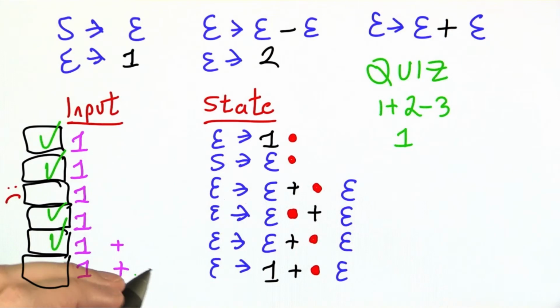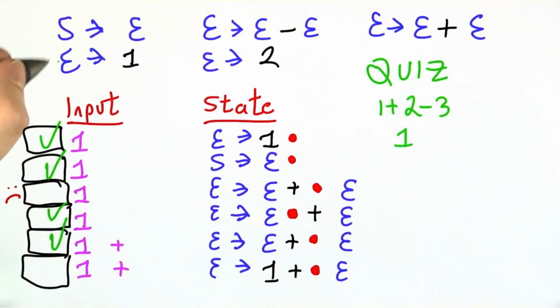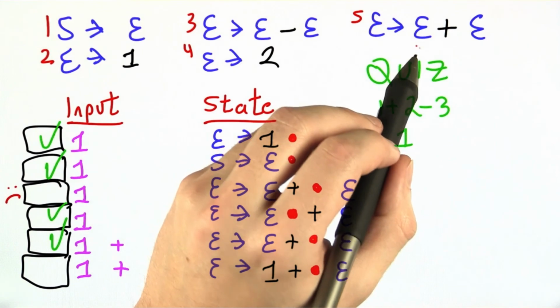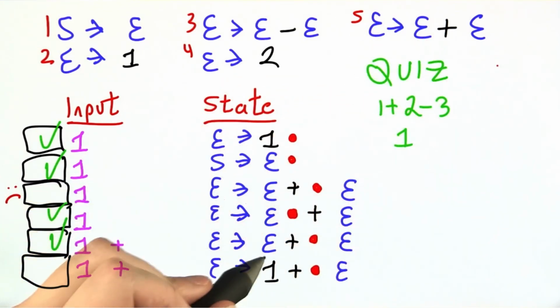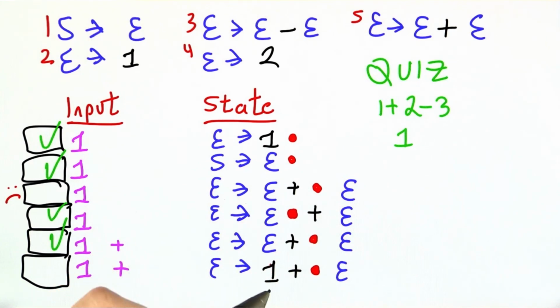That all sounds good. But remember that the definition of a parsing state is that it's one of the rules from our grammar augmented with a single red dot. E goes to 1 plus E is not a rule in our grammar. The closest rule in our grammar is 5, which is E goes to E plus E. Every symbol matters. This can't be a valid parsing state because E goes to 1 plus E is not a rule in our grammar.